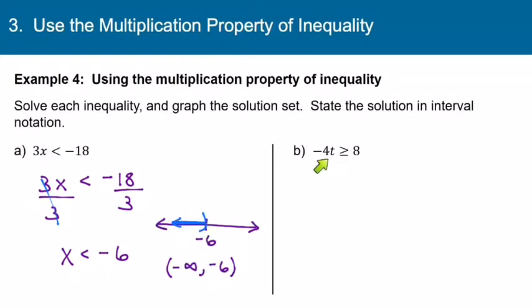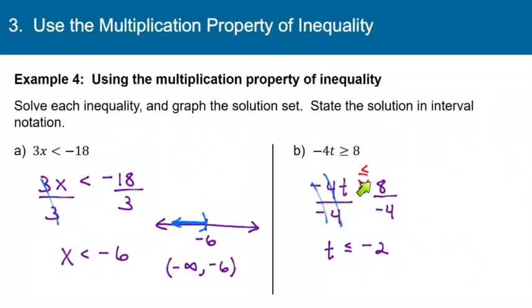And now let's look at part B. Negative 4t is greater than or equal to 8. So to solve this, I would need to divide both sides by negative 4. So I can do that, but when I do that, I must reverse the inequality symbol. So right here in the same step, I'm going to change that greater than or equal to a less than or equal to. So now I have a statement that says t is less than or equal to 8 divided by negative 4, which is negative 2.